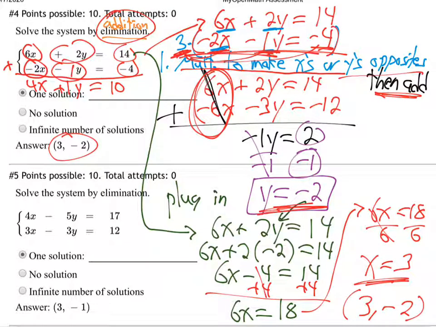Because you can't solve both letters at once. You need to get rid of one of the letters so you can solve for the other letter. We got rid of x. We solved for y. Once we got our y answer, we plugged it in right there and got our x answer. There we go. Let's try that again on number 5.